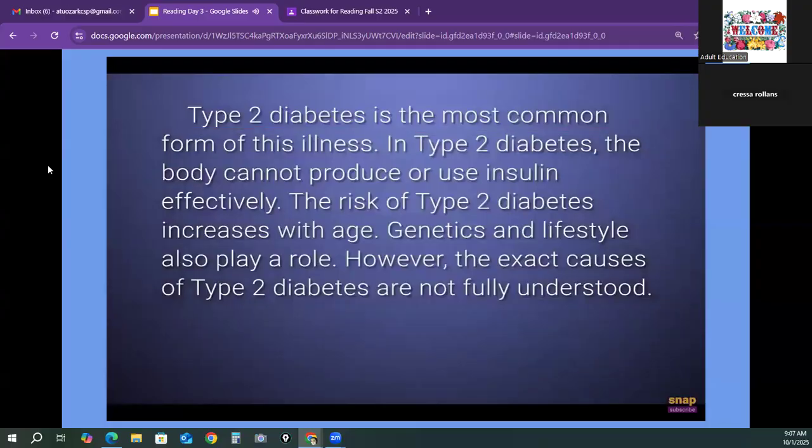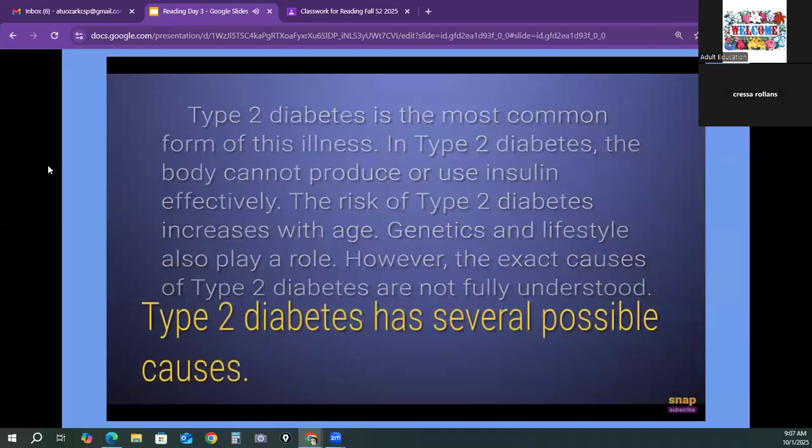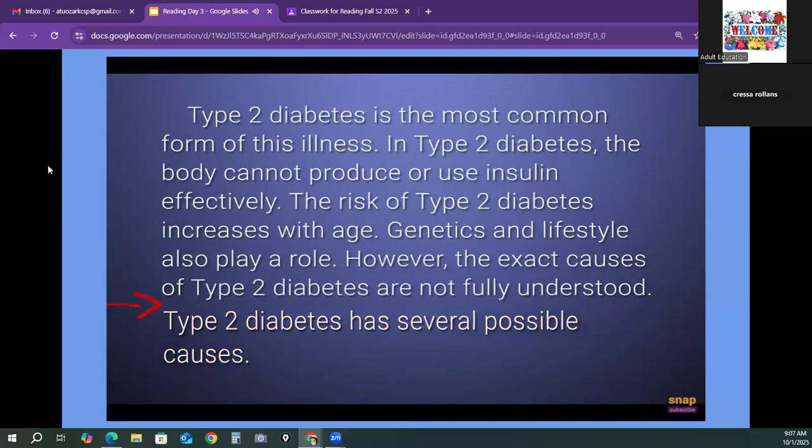Not really. You see in the next sentence that the author explains what causes this type of diabetes. The next two sentences explain two other causes. Finally, the writer explains that the exact causes are not fully understood. Well, do you see the pattern? Cause, cause, cause. The details tell you the main message from the writer is that type 2 diabetes has several possible causes. In fact, that could be stated right here.